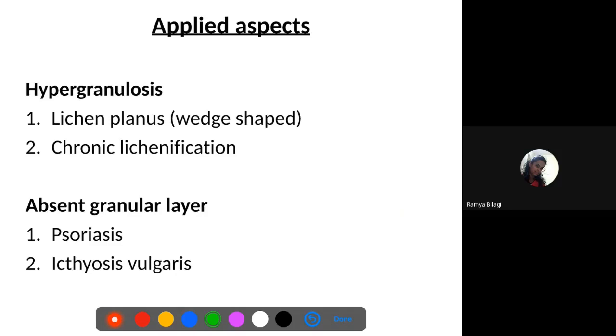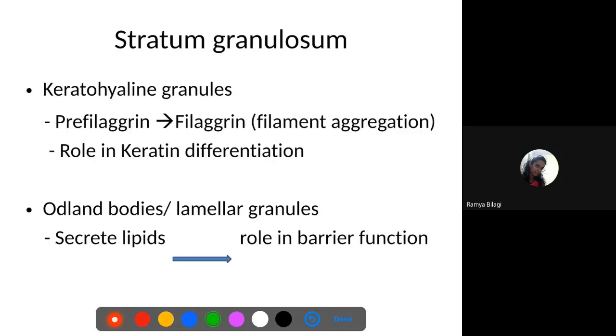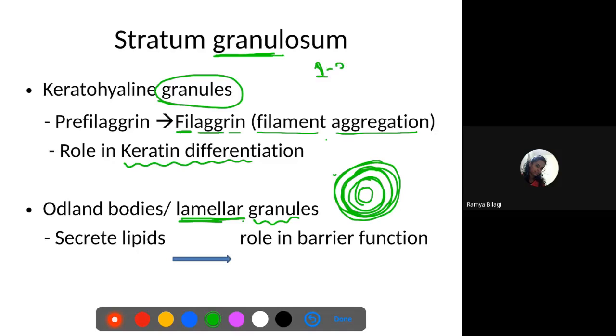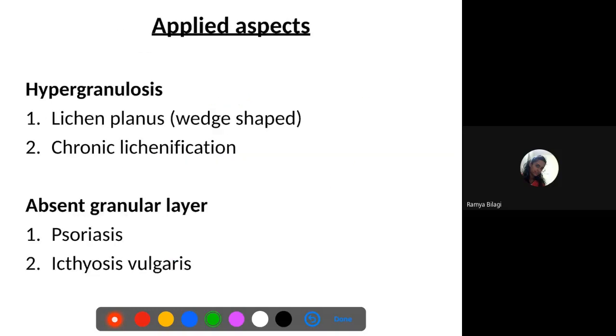Next are applied aspects related to the stratum granulosum layer. Usually I forgot to tell you here, stratum granulosum is 1 to 3 cell layers thick. What happens if the layers of the granular layer are increased? Then you see this in lichen planus and chronic lichenification. And where do you see no granular layer? In conditions called psoriasis and ichthyosis vulgaris. These are the two conditions where you don't see a granular layer.